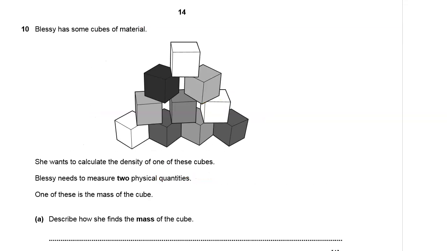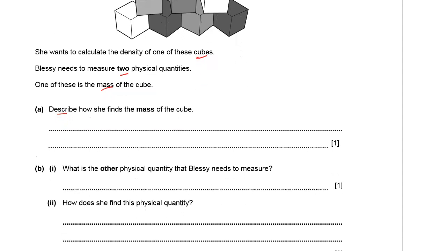Wonderful. Question 10. Blessy has some cubes of materials. She wants to calculate the density of one of these cubes. Blessy needs to measure two physical quantities. One of these is the mass of the cube. Part A, describe how she finds the mass of the cube. How does she find the mass of the cube?